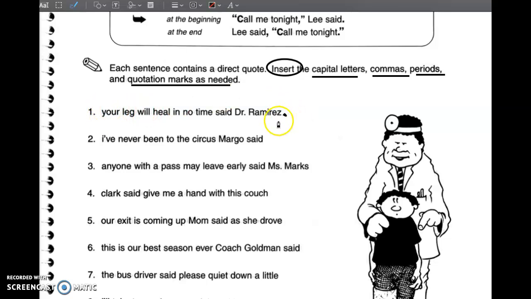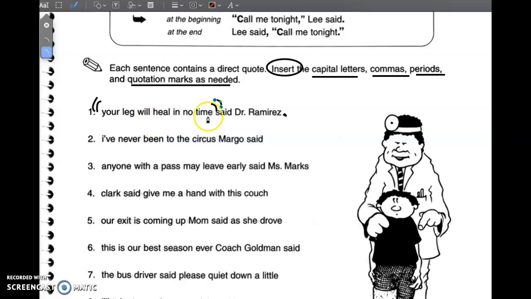All right. So we've got our period at the end. That's fixed. Now we need to identify what Dr. Ramirez is saying. If you said your leg will heal in no time, you're right. So let's go ahead and put our quotation marks around that. Your leg will heal in no time. That's what he is saying.